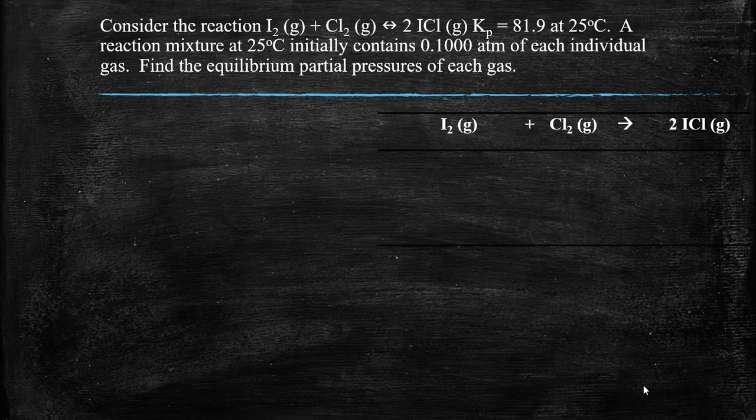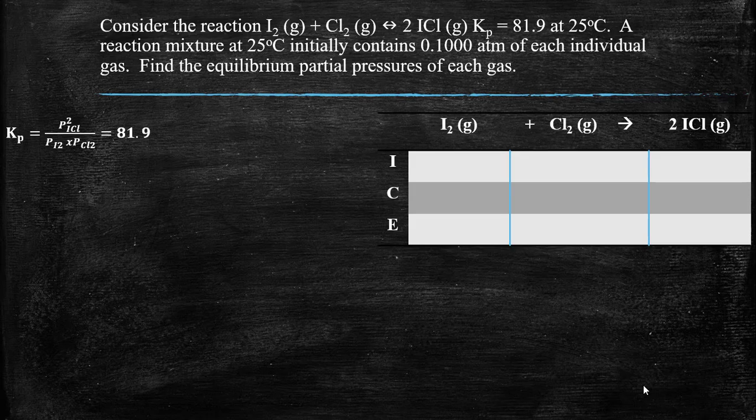So you start by writing out the correct balanced equation, which we have here. Then we write out the K sub P expression, and we know that it's equal to 81.9. Next, build the ICE box and fill in what we know, which is that everything is at 0.1000 atmospheres.